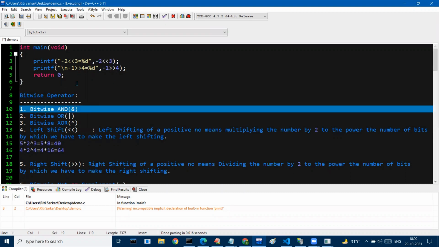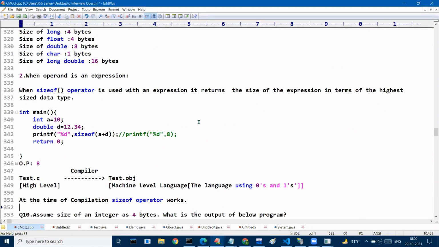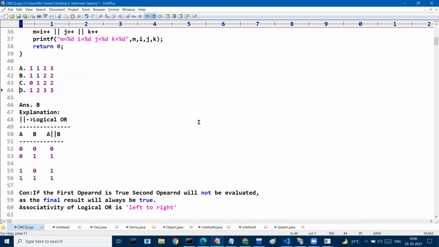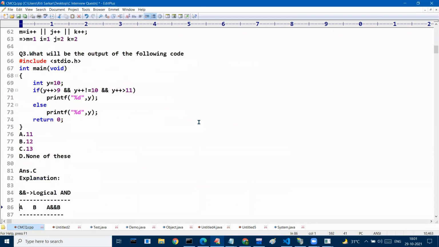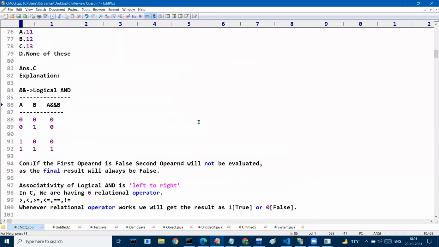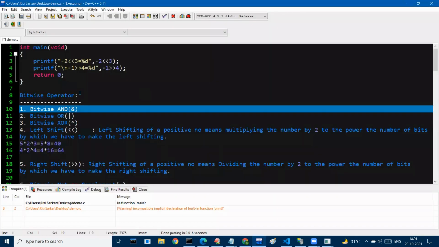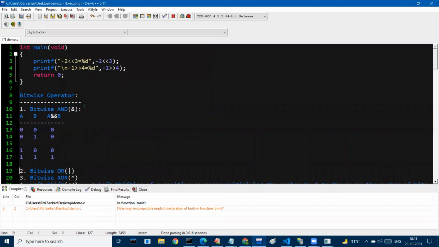Bitwise AND follows that same logical truth table of logical AND. Whatever we have learned, it will follow that same truth table, right? The only thing is that bitwise AND will work on bits, whereas logical AND will work on that particular number. Other than that, the truth tables are the same.